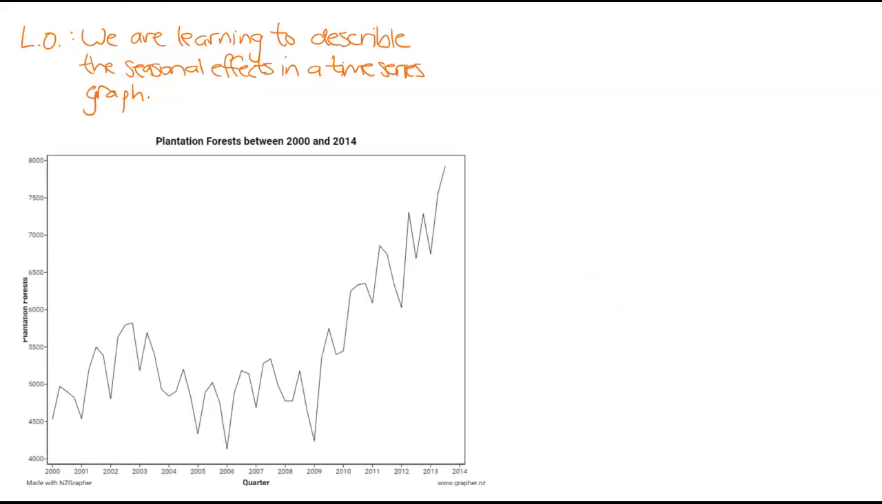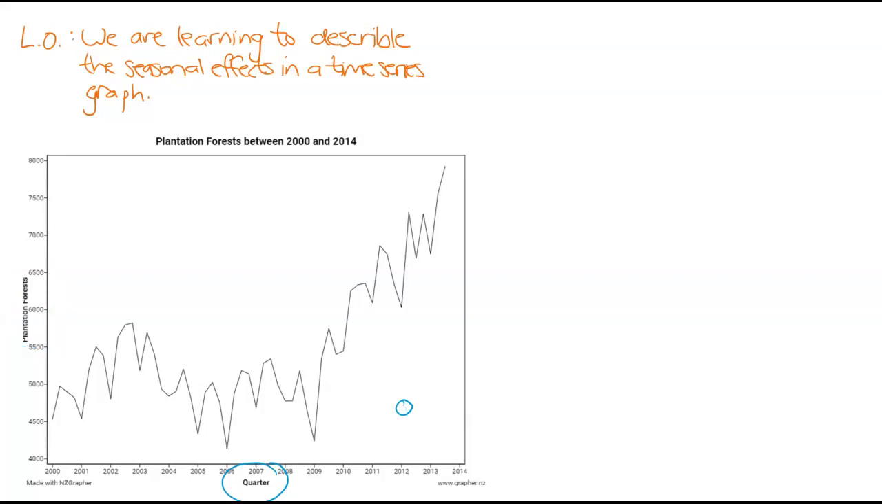So hopefully you're happy. This is a regular time series graph, and we can see the time of the year relates to the quarter. So we can have quarter one, quarter two, quarter three, quarter four, all the way up to quarter four within each year, and we're measuring in this case the number of plantation forests over time between 2000 and 2014.